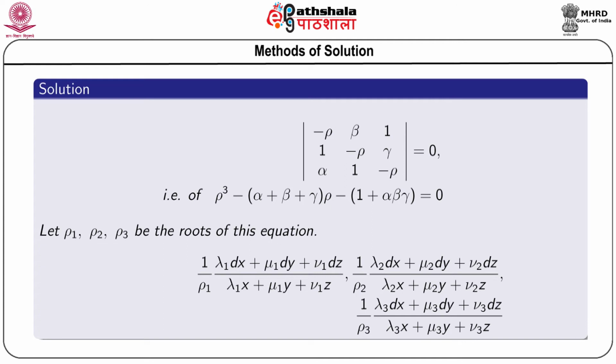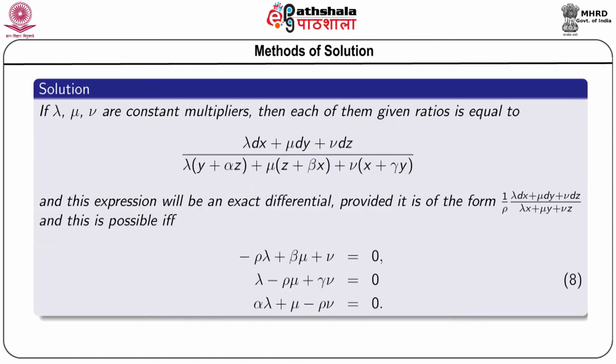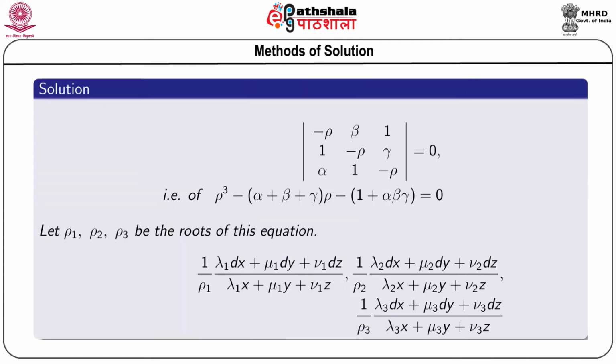Therefore, in the previous expression each of these quantities can be written in this form. That means the given equations are proportional to this value. Here we are taking the value of rho as rho 1, here rho as rho 2, and here rho as rho 3, and the corresponding values of lambda, mu and nu are considered, and these three expressions are the same.